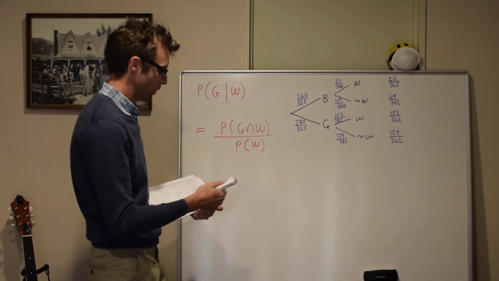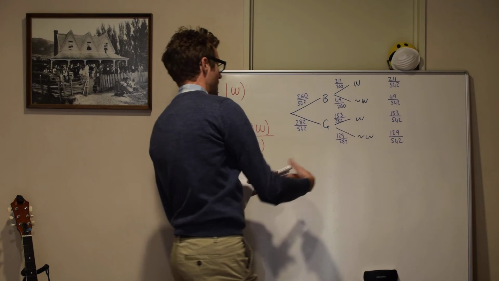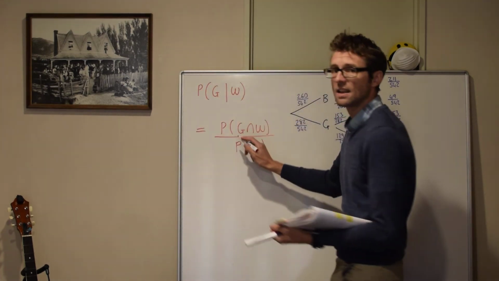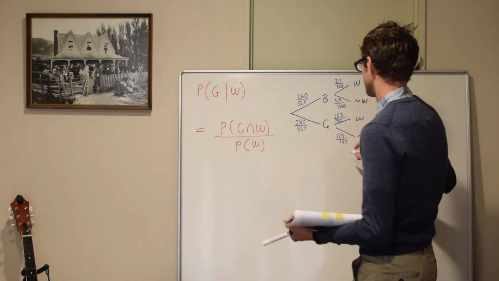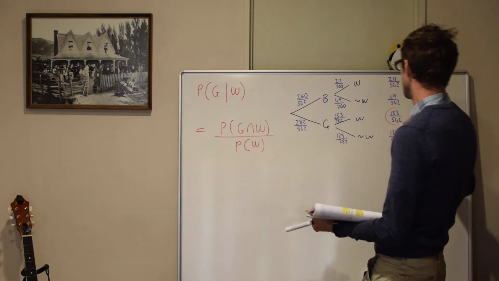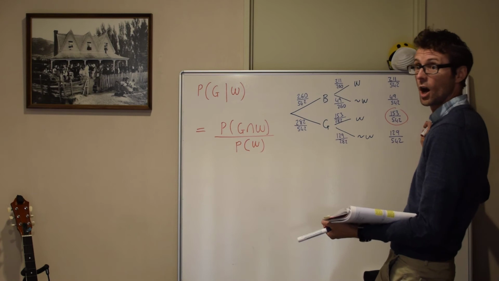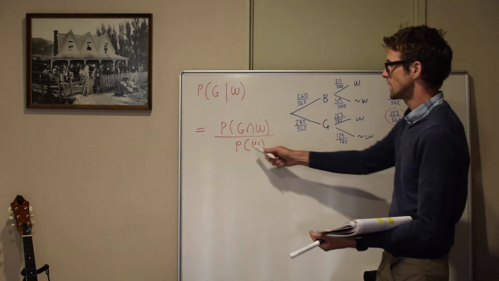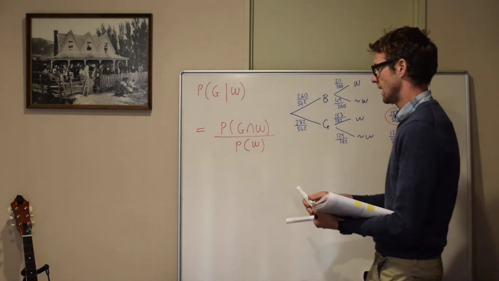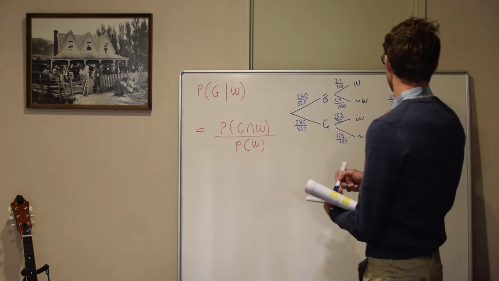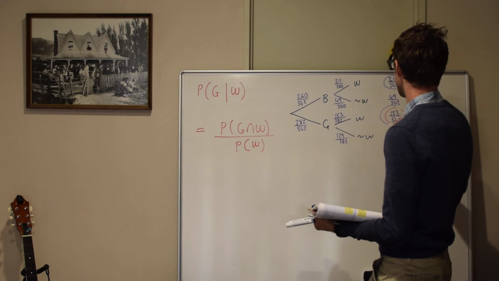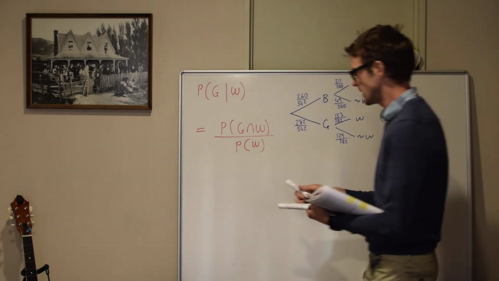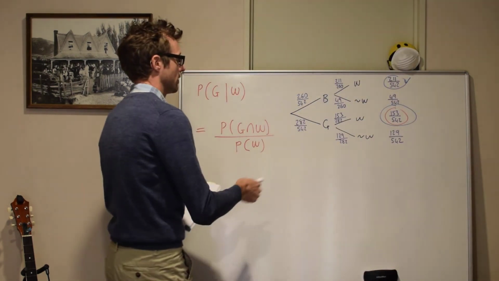Now, we can look at our tree diagram to help us. What is the probability that we have a girl and a walker? Well, a girl and a walker is this bit here, 153 over 542. What is the probability of walking? Well, this one here and this one here. So all we need to do is chuck this into the formula.